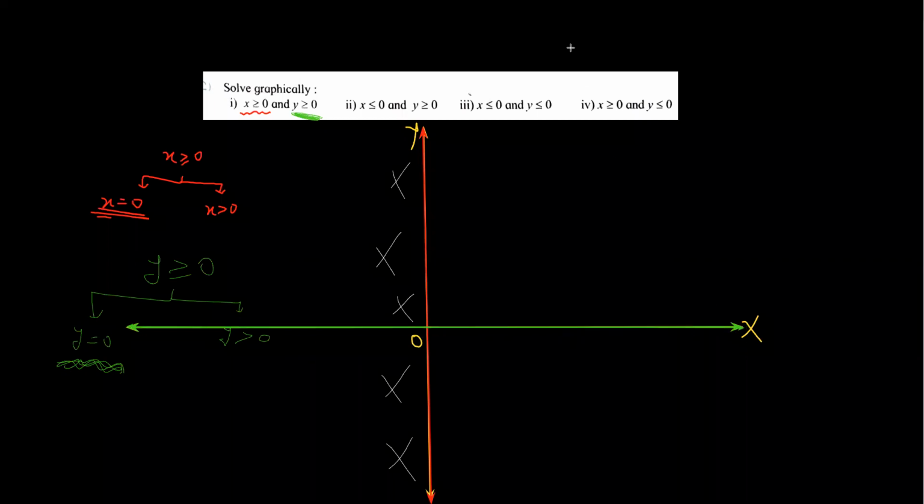Fantastic. Now what will I do? I want y greater than 0. Since I want y greater than 0, I will strike out this side. Why? Because all this side is y lesser than 0. Now, whichever side of the line you have this marking, you don't have to go to that side.